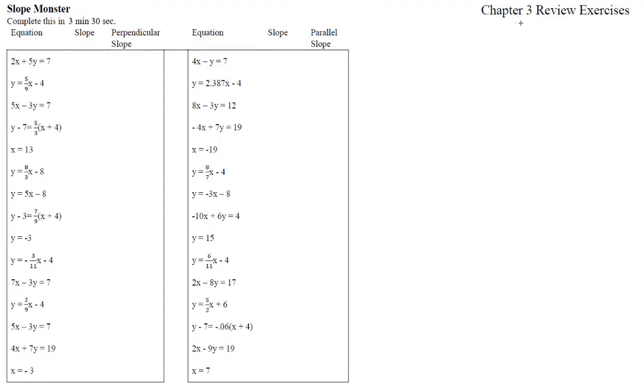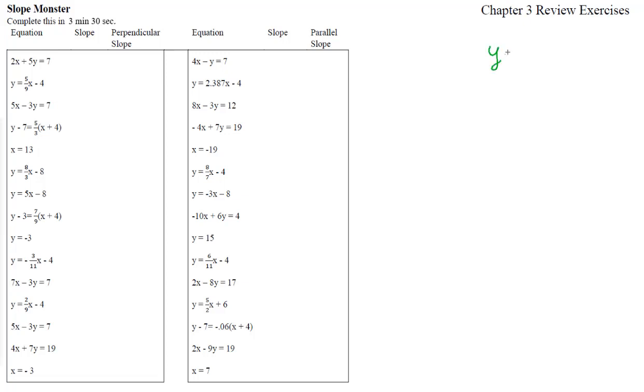Here we are in the Chapter 3 review exercises. It begins with the slope monster. This one says to complete in 33 minutes and 30 seconds because we're doing the slope and the perpendicular slope, or the slope and the parallel slope. So it gives us just a little bit of extra time to fill in those extra things. So let's remind ourselves before we begin what the shortcuts are.